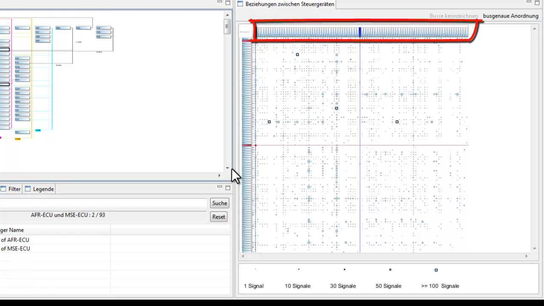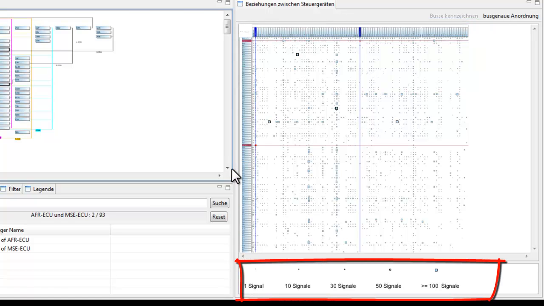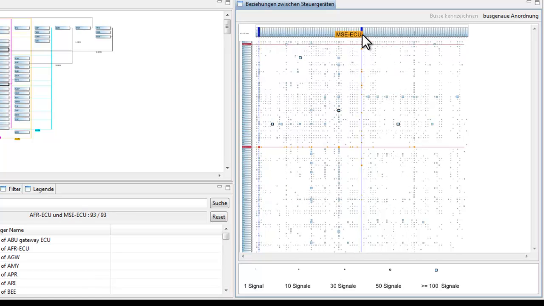The sending ECUs are at the top and the receiving ECUs on the left. The size of the boxes indicates how many signals are exchanged between a pair of ECUs. He sees that while the AFR is a global communicator with many signals to and from other ECUs, the MSE has comparably little. He also sorts the matrix by bus connectivity.